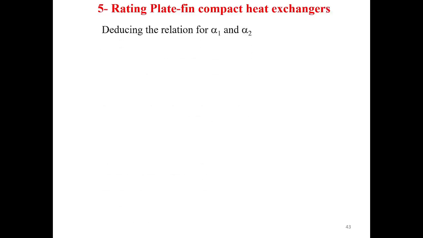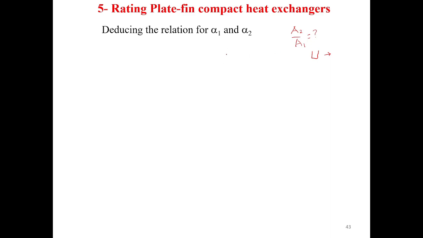Now sometimes, for sizing a plate heat exchanger, we need the ratio. We need, for example, the ratio A2 over A1. Since it is a design problem, we do not have A2 and A1, but we need A2 and A1 in order to find the value of U. So U is a function of A2 and A1.